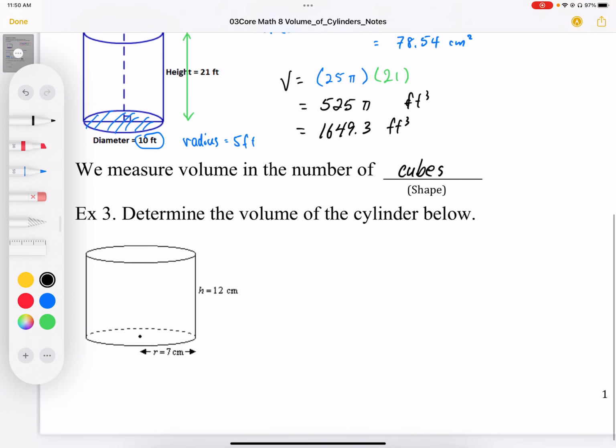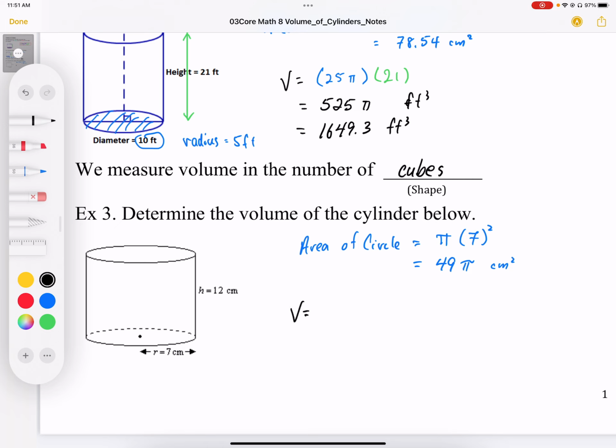The volume of this cylinder is going to be the same thing. We're going to take the area of the circle. The area of the circle is going to be based on pi r squared, so we make sure that we're dealing with the radius, so pi times 7 squared. So we make sure we square first. We get 49 squares and then multiply that by pi. And that's going to give us the area of the circle.